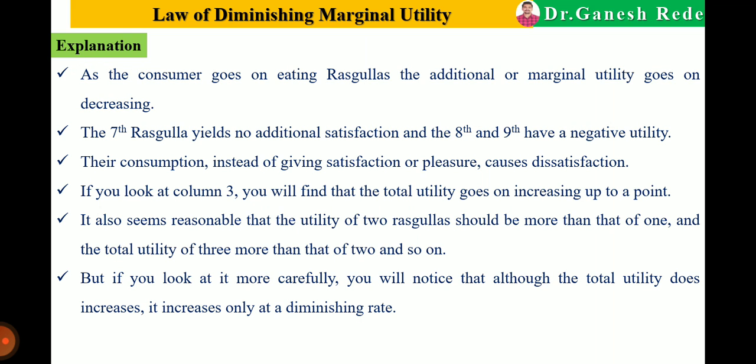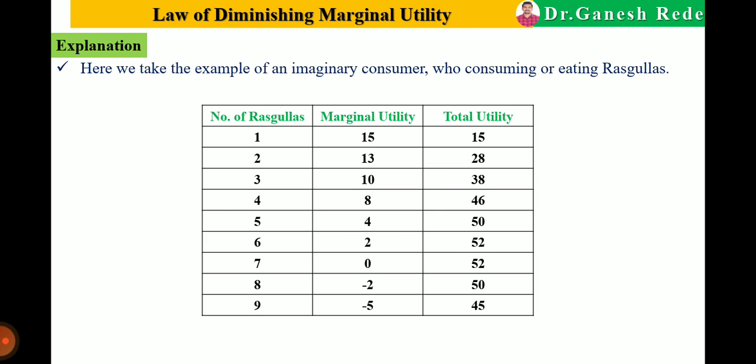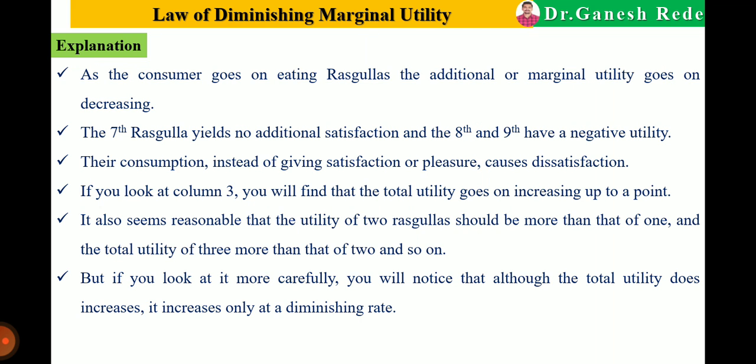So here is the explanation: as the consumer goes on eating the rasgulla, the additional or marginal utility goes on decreasing, meaning according to the statement of the law, as the stock of commodities increases, the marginal utility decreases. Meaning as the number of rasgulla increases, marginal utility will decrease. As the consumer goes on eating the rasgulla, the additional or marginal utility goes on decreasing.